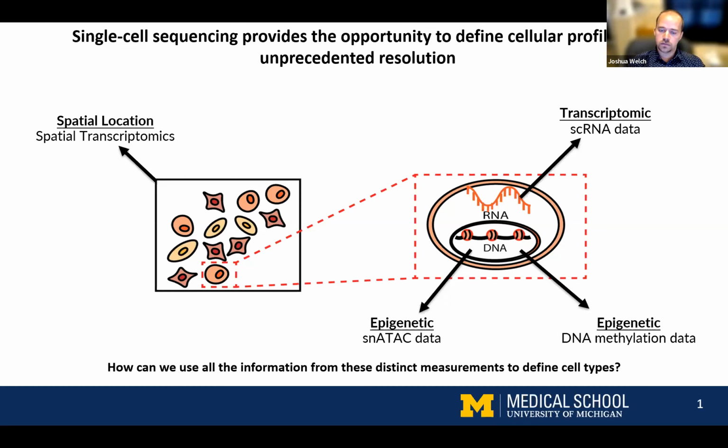And so there's an increasing need for computational approaches that can take distinct data sets, each of which may measure some different subset of the features shown on this slide. And how can we use all of these data types to move toward a unified definition of cell types in terms of their molecular features?